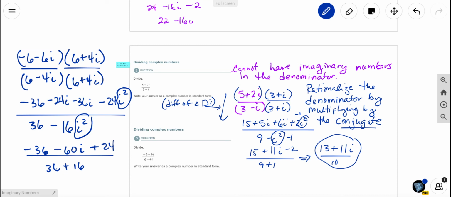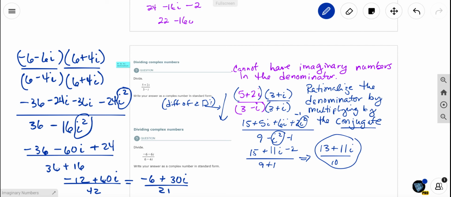That's going to become 52. Negative 36 plus 24 is negative 12. So negative 12, 60i all over 52. And guess what? You're still not done because you need to divide it all by 2. Every single one of these numbers is divisible by 2. You can't do this if they're not all divisible by 2. So we're going to go negative 6 plus 30i all over 21. And that is your final answer.